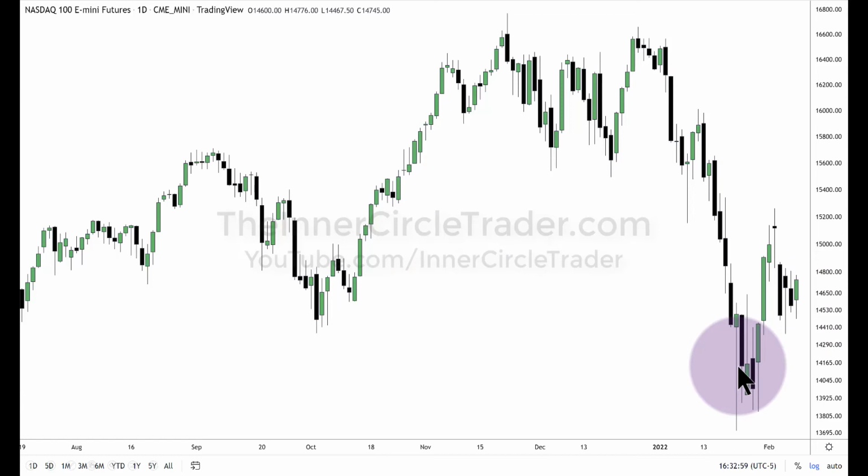Now, this is important. Obviously, it sounds like, well, you're cherry picking old moves. Okay, that's how you learn. But think about what's happened on the daily chart. We traded below this low. We've taken sell side liquidity out of the marketplace.